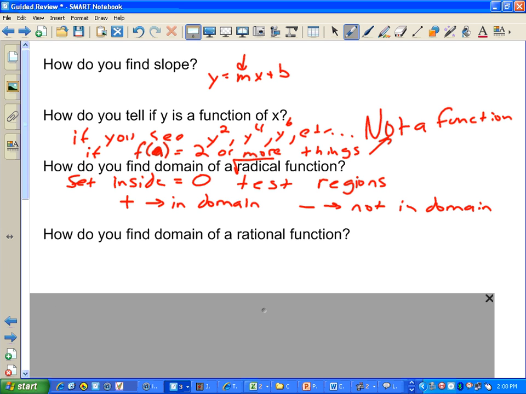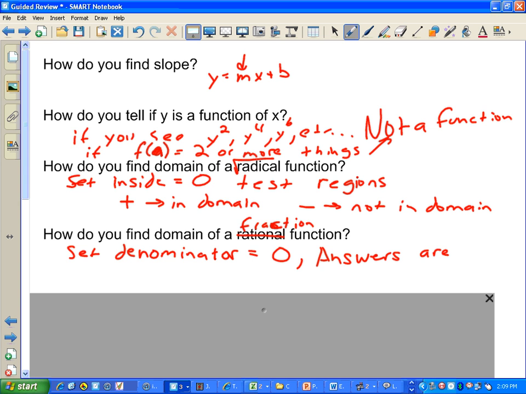Okay, find domain of a rational function. Rational is a fraction. Set the denominator equal to 0. Your answers are not in the domain.